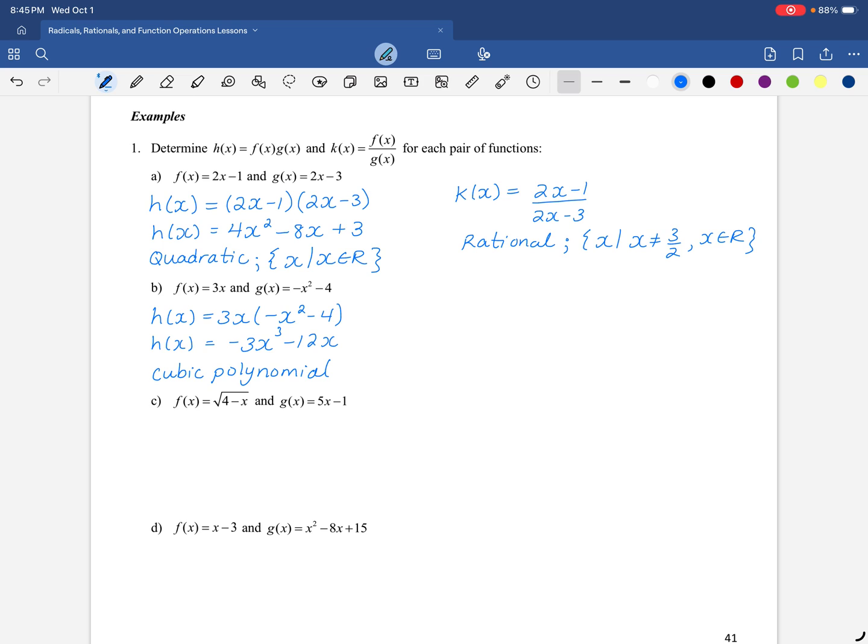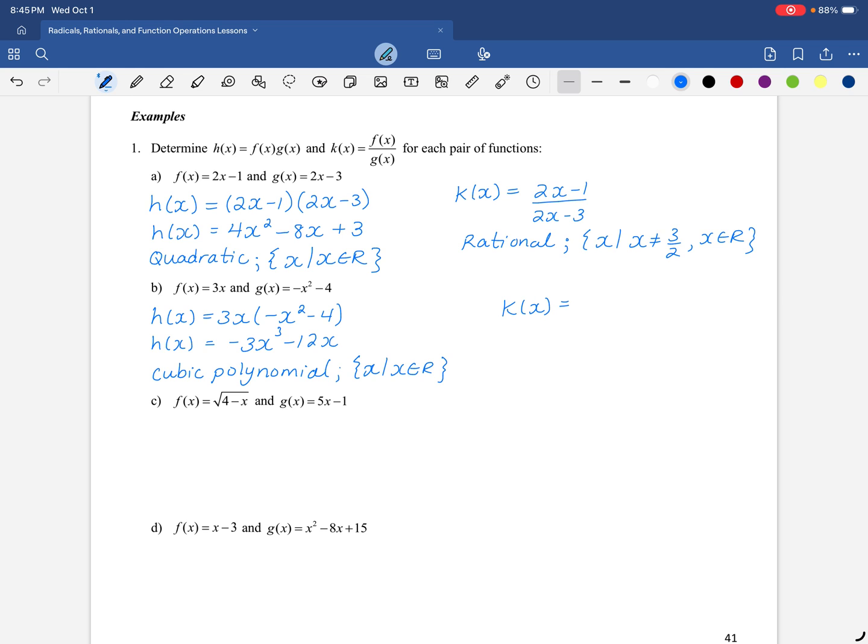And again, if we take a look at the domain, my linear function and my quadratic function were both x as an element of the reals. I combine them together with multiplication, I still have a function that's going to be x as an element of the reals. So I'll just indicate that here. So x such that x is an element of the reals. Okay, now let's create k. So what is k of x?